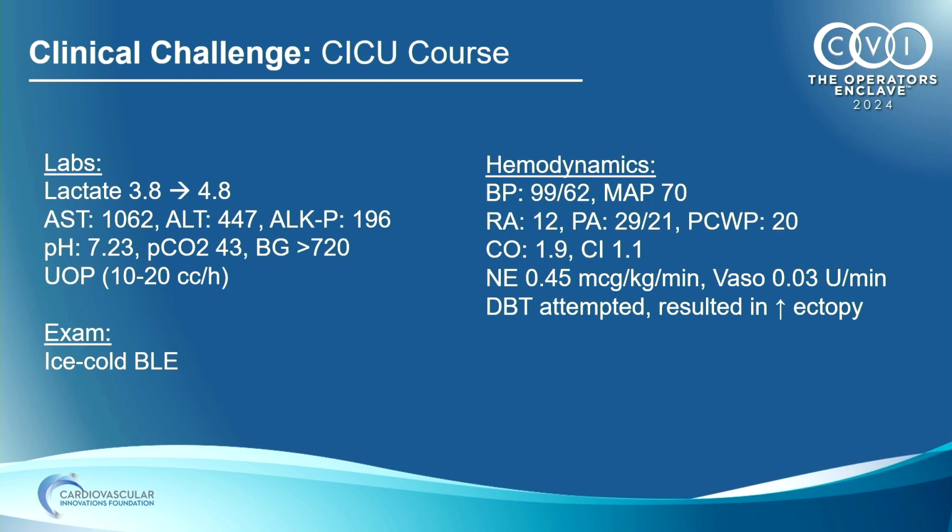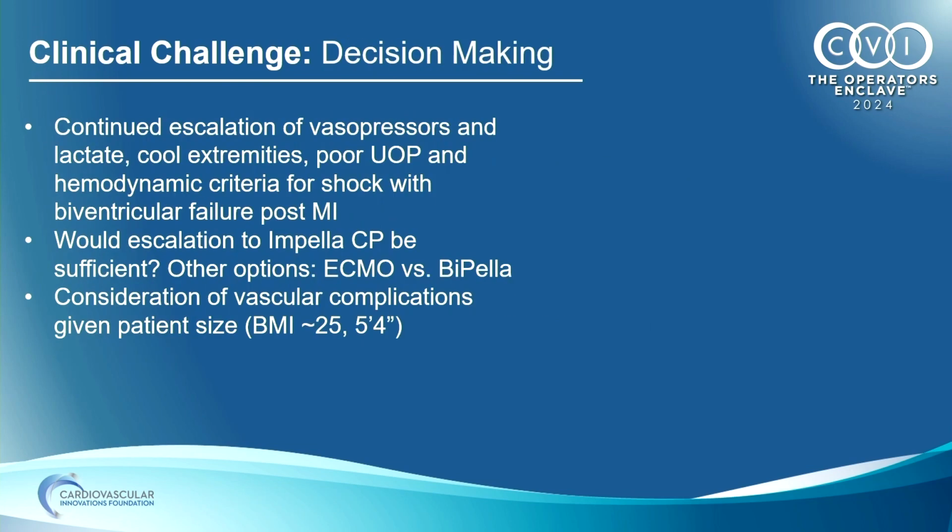At that time, again, given the concern for being able to accommodate escalation, there's some attempt at using some inotropes by the CCU team. Didn't really go well. There's an increase in ectopy and some ventricular arrhythmias. So at this point, we have continued escalation of vasopressors, lactates going up, poor urine output, hemodynamic criteria for shock, and the concern at this point, obviously, is you not only have the initial insult to the LV causing LV failure, but you've got biventricular failure.